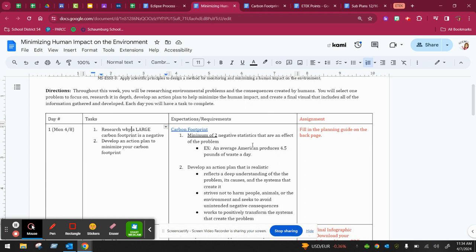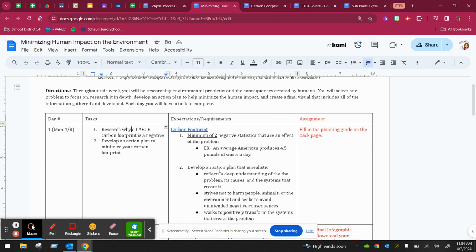Okay. So the expectations for today, you need to find 2 statistics about your specific problem. So again, if we're talking meatless Mondays, we're talking about the overproduction of livestock and how that's contributing to what's going on. You need to find 2 negative statistics about that. So you would not tell me that Americans throw away 4.5 pounds of waste a day. You need to find something about the livestock.